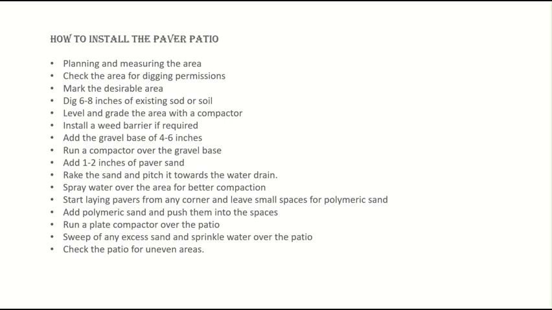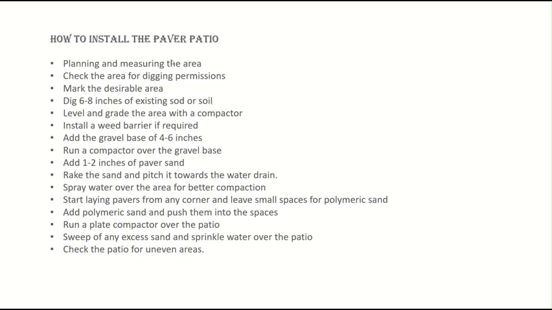So the first step is to plan and measure the area. Of course, we do that every time. The second is to check the digging permissions. If we can dig around 6 to 8 inches, then there's not a problem. Then mark the desirable area. The next thing is to dig up the existing sod or soil.